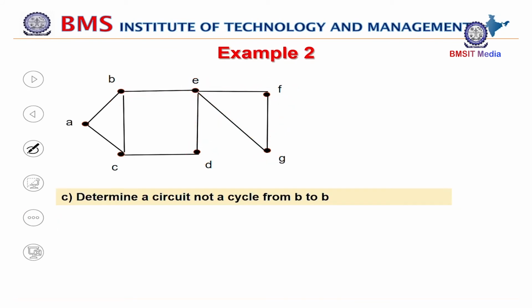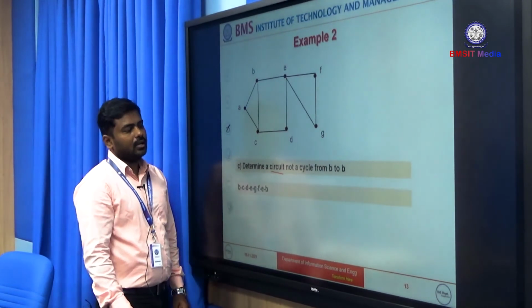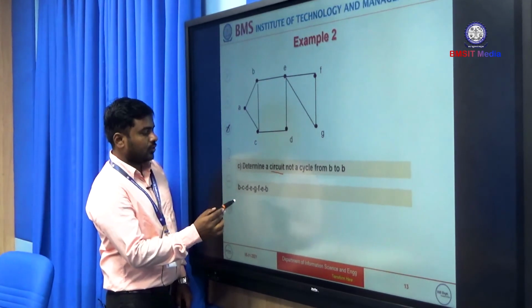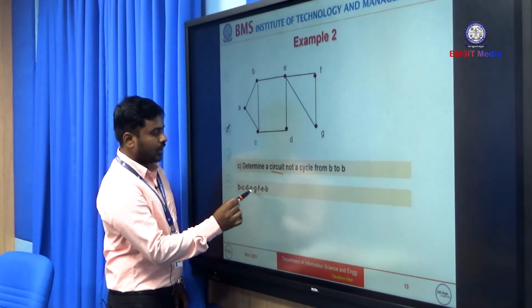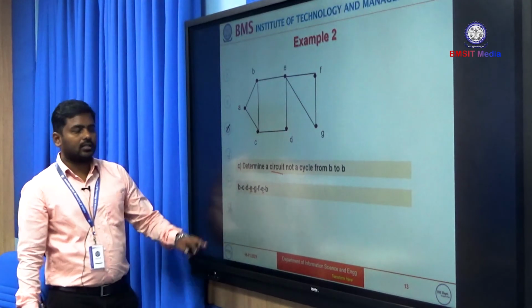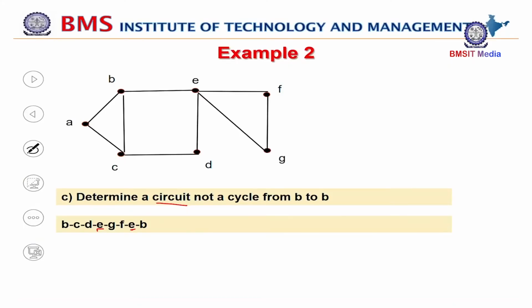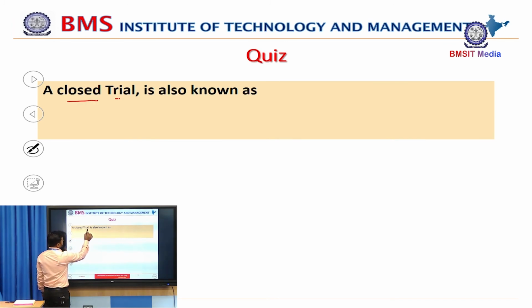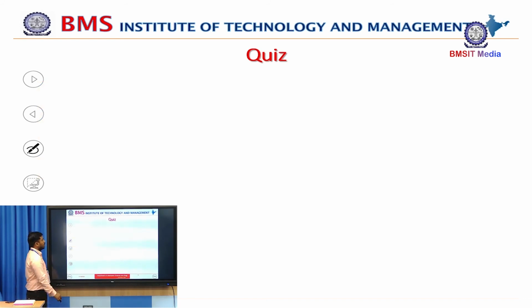Now, determine a circuit, not a cycle, from B to B. In case of a circuit, no edges should be repeated, but vertices can be repeated. In this example, what is the repetition of vertex we have? Vertex E is repeated. So, this is an example for the circuit. What is a closed trail? If the starting vertex and terminating vertex are the same, we can call it a circuit.